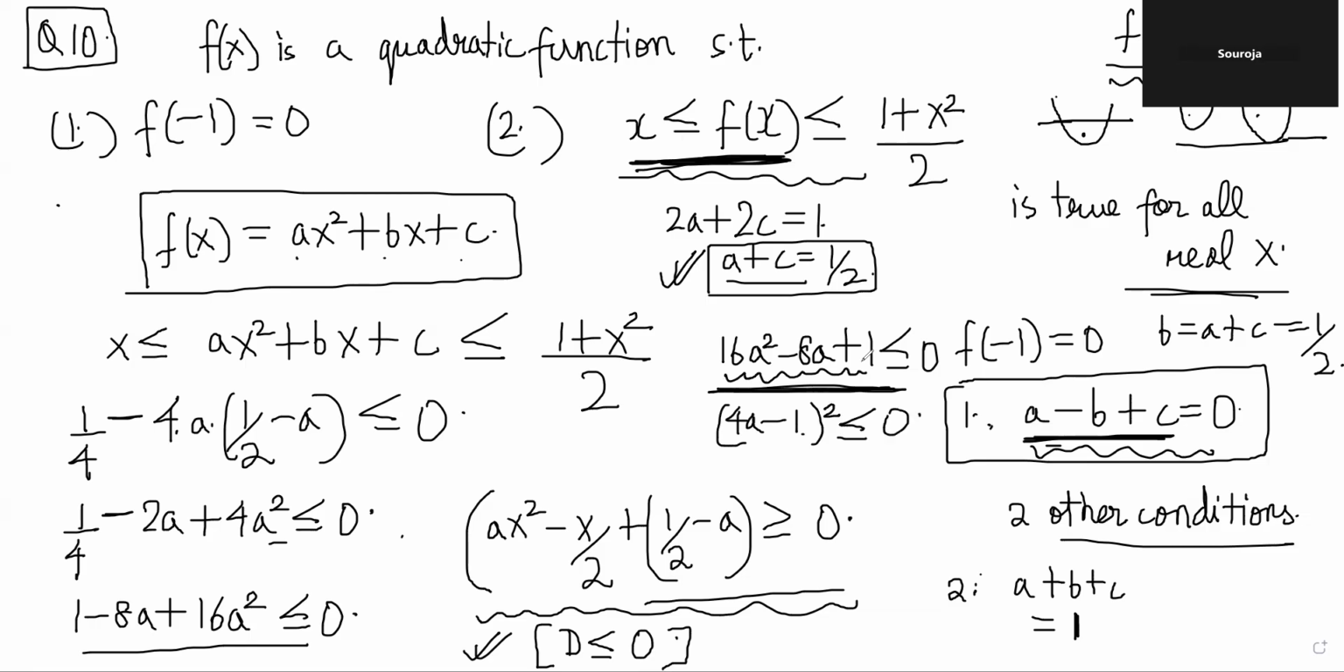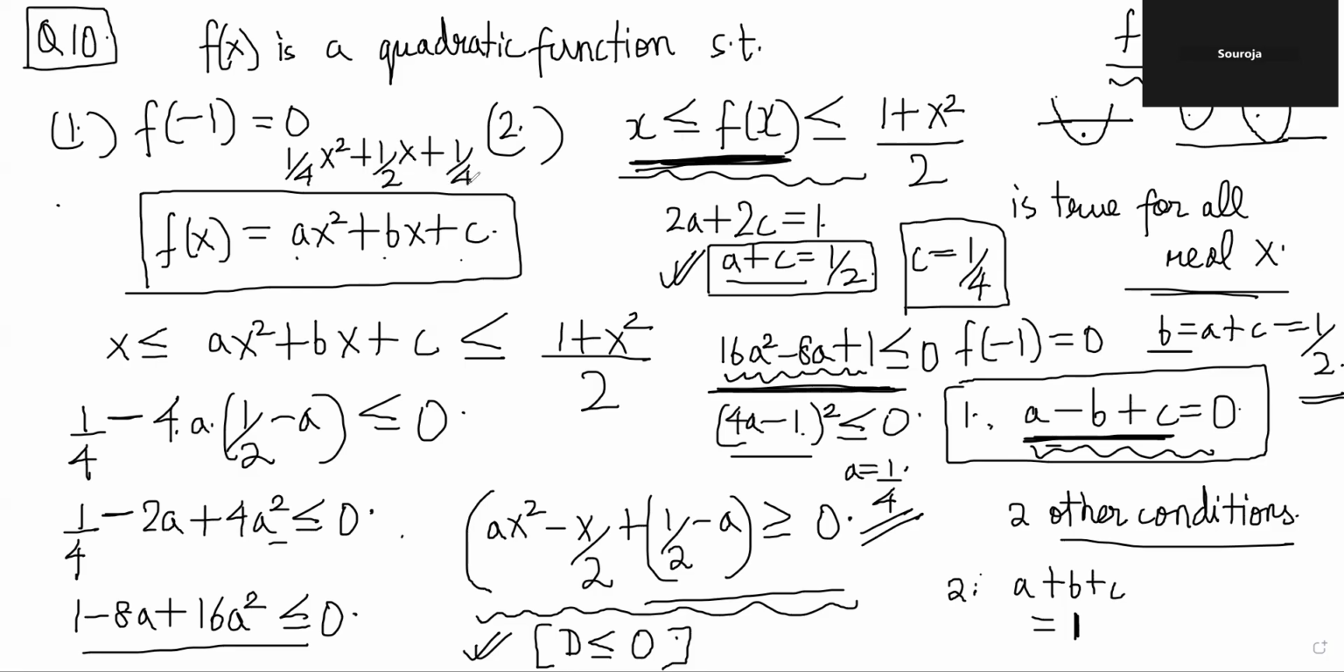It can never be negative, it can only be 0. Perfect squares cannot be negative, right? So this inequality is satisfied only when this is equal to 0, which means A should be 1 by 4, right? And if A is 1 by 4, then C is 1 by 4. And we already got the value of B as half, correct? So the quadratic becomes for us 1 by 4x square plus 1 by 2x plus 1 by 4.